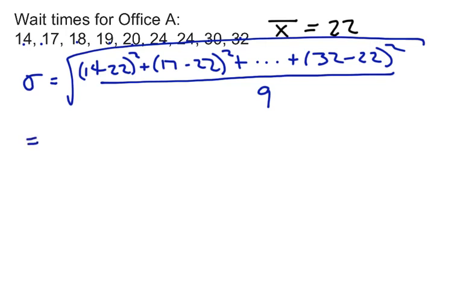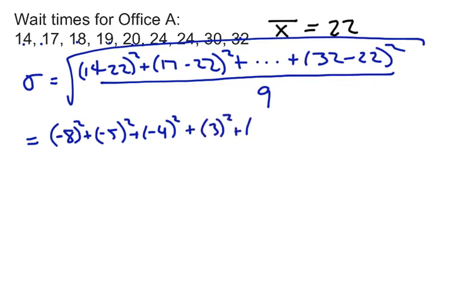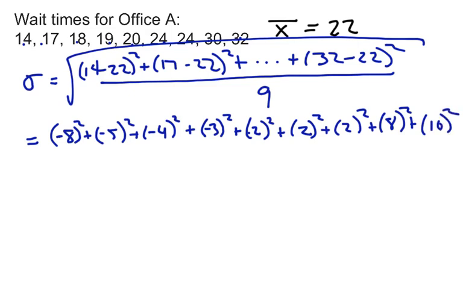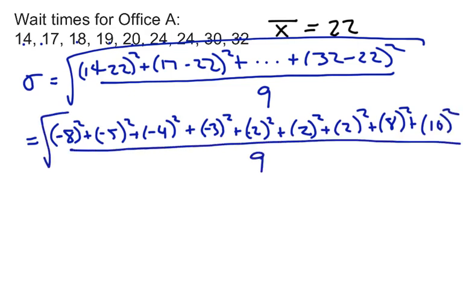So let's find all of the differences first. The difference between 14 and 22 is 8. It's actually going to be negative 8, but we're going to square that, which will get rid of the negative part. Difference between 17 and 22 is negative 5. Difference between 18 and 22 is negative 4. Difference between 19 and 22 is negative 3. The difference between 20 and 22 is negative 2. Oops, these are all negative right now. But now when we switch over to the difference between 24 and 22, we get 2. 24 and 22 is 2 again. Difference between 30 and 22 is 8. And the difference between 32 and 22 is 10. All that has to get divided by 9 and square rooted.